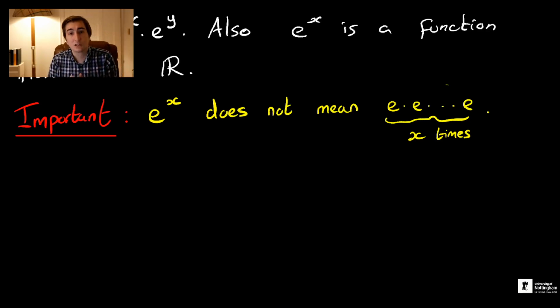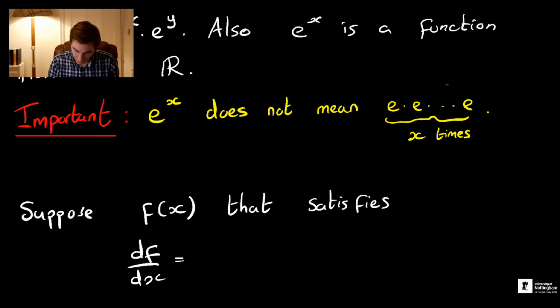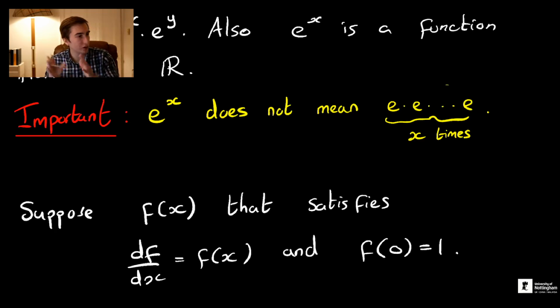So suppose that I'm trying to find a function. Suppose that I have a function f of x that satisfies df by dx equals the original function and f of 0 equals 1. So I just want those two conditions. Is there a unique function that emerges out of these two conditions? In fact, it turns out there is.